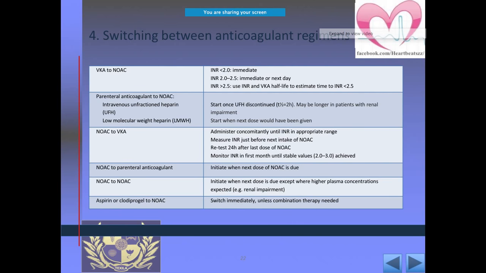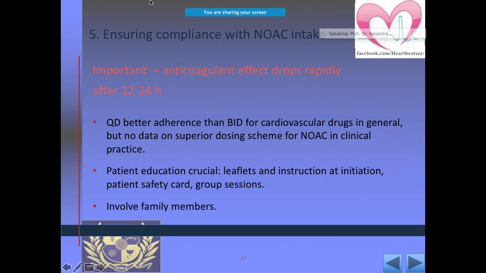So, if someone is already on a NOAC and you are trying to convert to a parenteral anticoagulant, initiate it when the next dose of the NOAC is due. Then what are you going to do if you are trying to convert from one NOAC to another NOAC? Any suggestions?